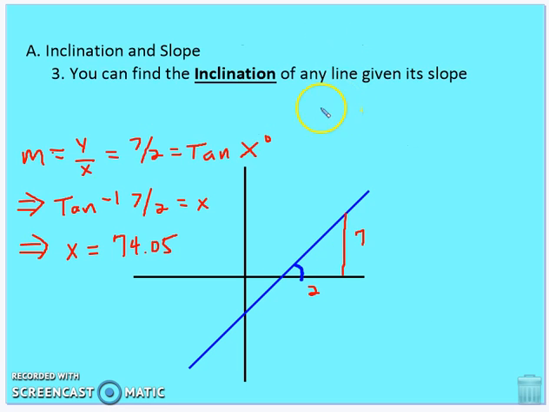All right, so another way to look at this is, I have a slope of 7/2. What's the angle of inclination? Right, so now we're moving in the opposite direction. So now I'm going to take the inverse tangent of the slope, which is 7 over 2. And if you're in degrees, you'll come out with an inclination of 74.05 degrees.